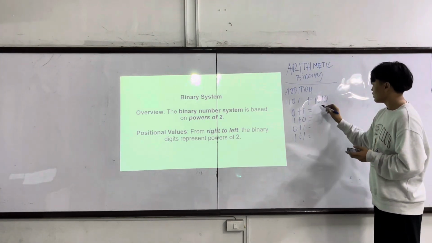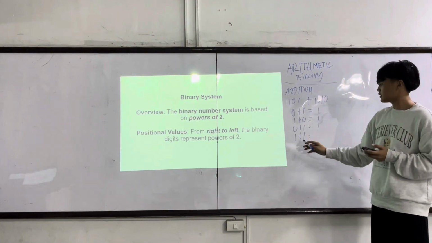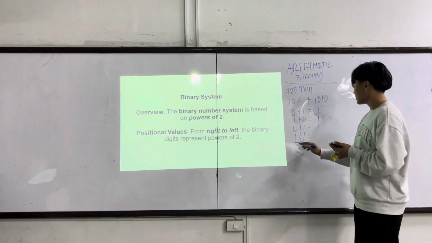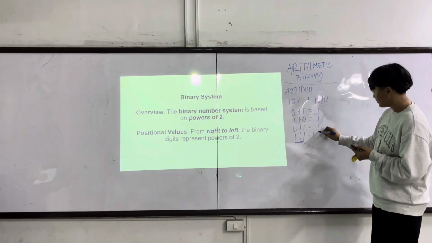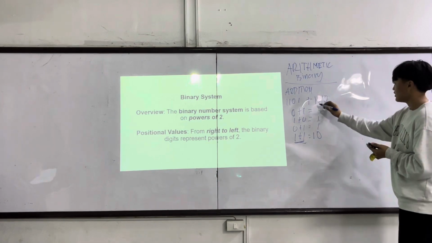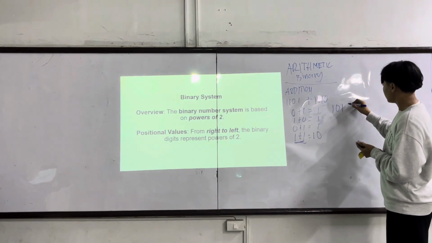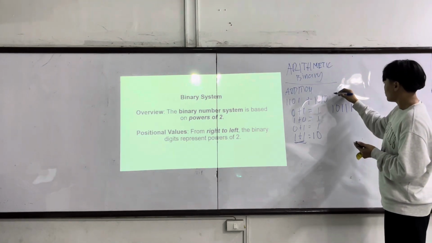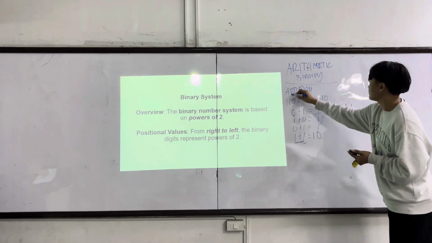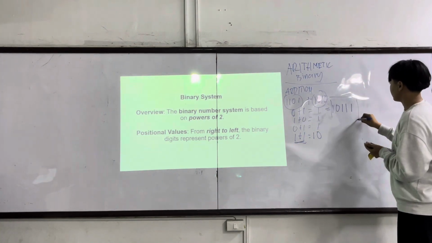When the sum exceeds 1, we just carry over 1. So we arrange it 1, 0, 1, 1, 1. The result of adding these two binaries is this.